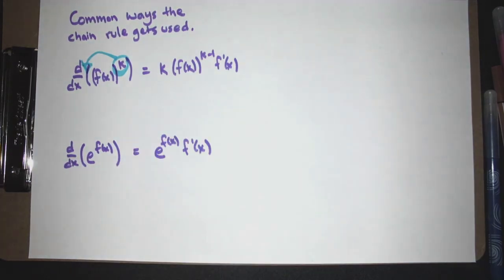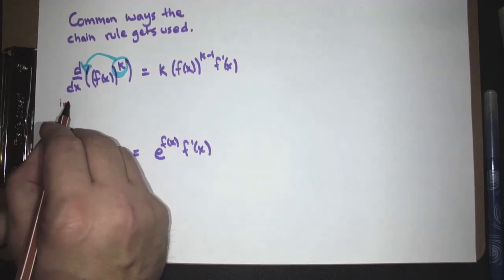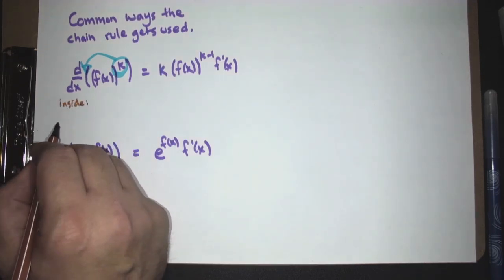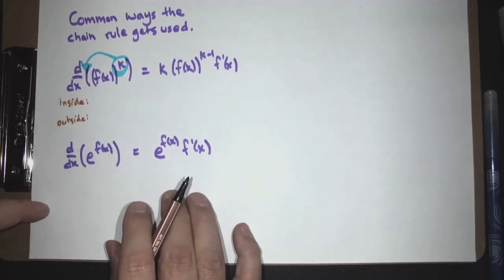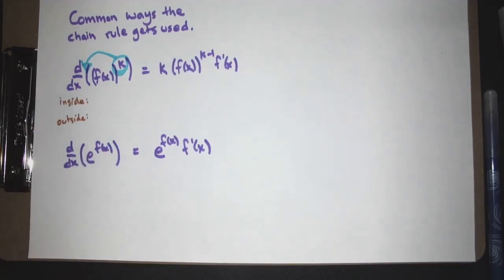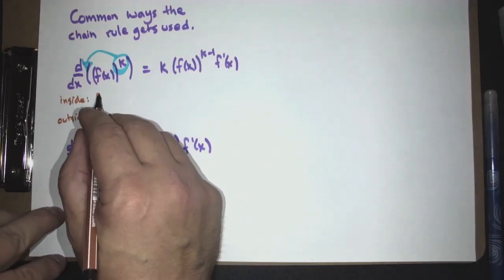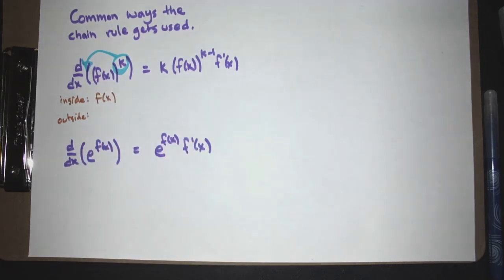Now, how does this work? Well, you have to identify what's the inside versus what's the outside. So in our case, if I have f of x to the power k, what's the inside function? It's f of x. What's the outside function?